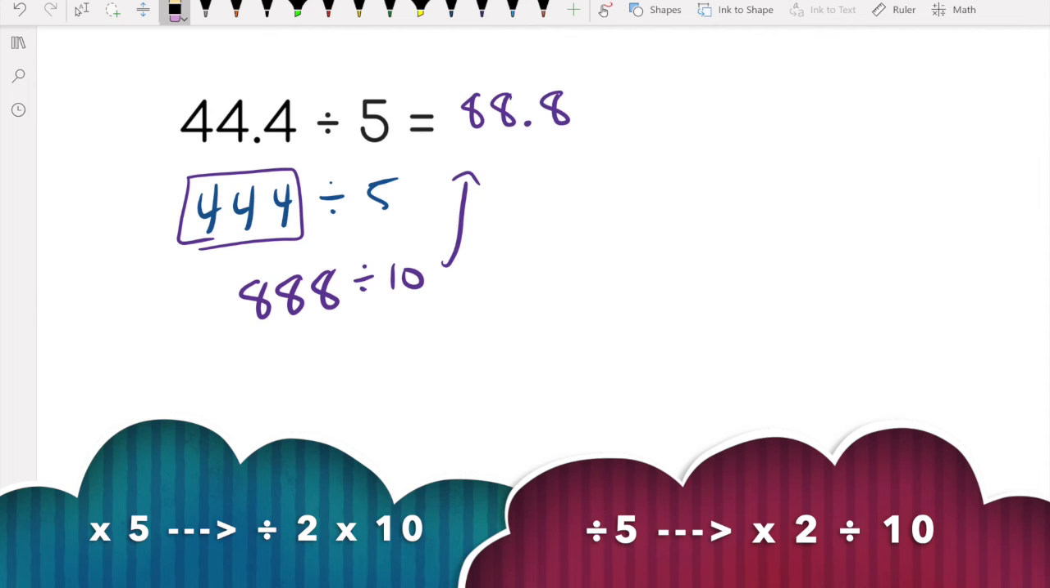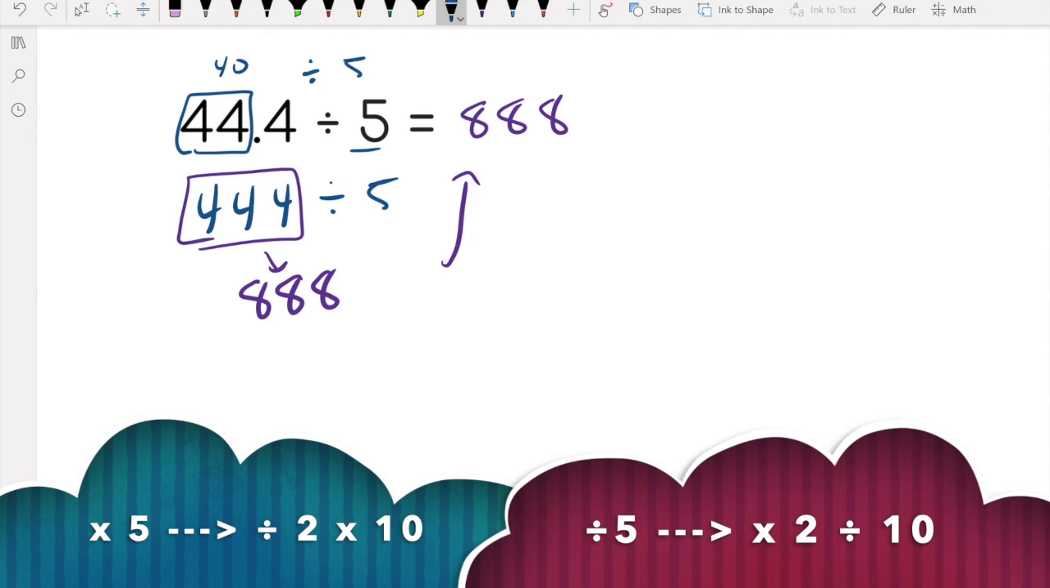But before we put that point there, here's a good tip for this trick. If you're dealing with decimals, I wouldn't really even worry about dividing by 10. I'd write the number you get when you double the number, so 888, and then just estimate where the decimal goes. So 44 divided by 5. If you estimate this, well, 40 divided by 5 is 8. So you know 44.4 divided by 5 is going to be a little bit bigger than 8, but less than 9. So you know the decimal has to go here. It can't be 88. So it's 8.88, final answer.